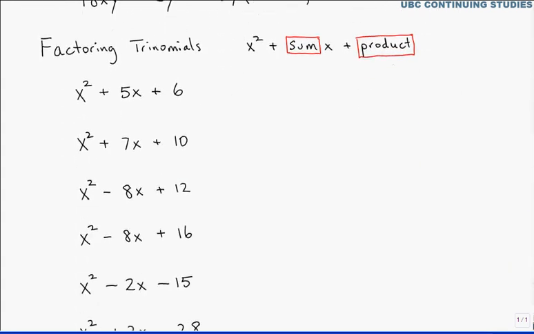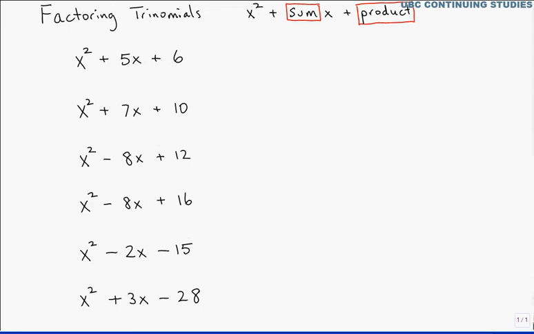Now, a little trickier is factoring trinomials, but it's not really that tricky if you remember the pattern that we saw in the last lesson, which is that if you think of a trinomial of this particular form as x squared plus the sum of two numbers times x plus the product of those same two numbers, then really this just becomes like a puzzle. You're trying to find two numbers with a given sum and product.